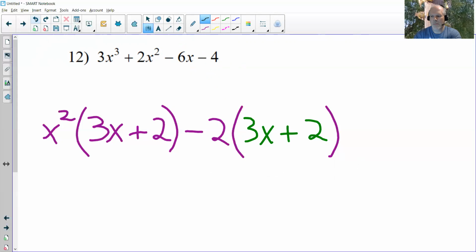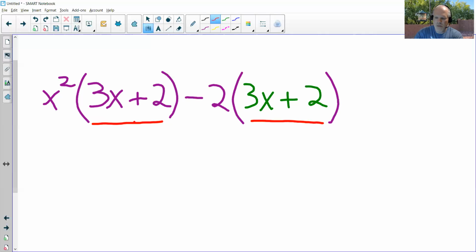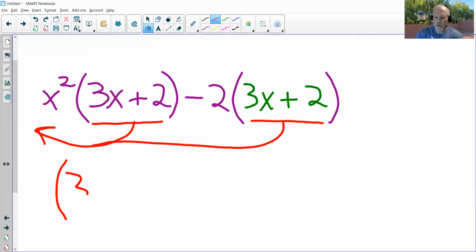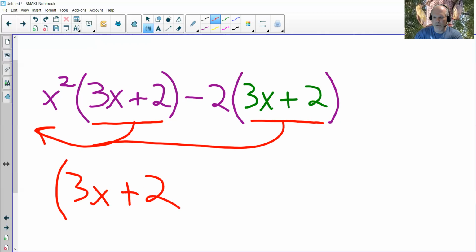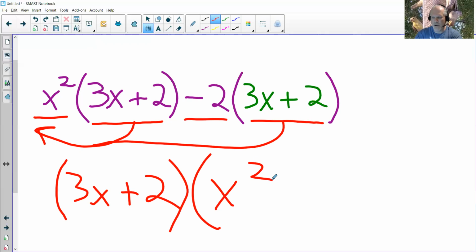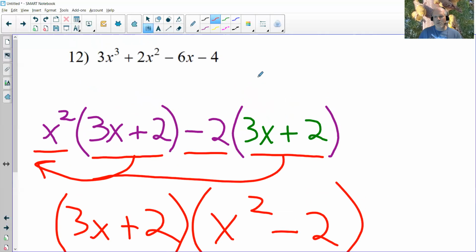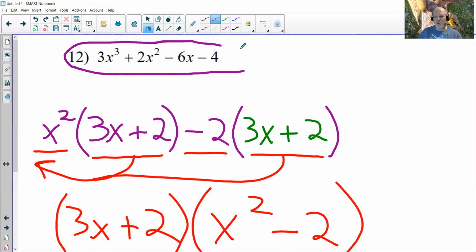All right, our last step. Our last step is to factor out this common factor. So that gives us, when we extract this GCF, we're going to get 3x plus 2 times everything that was left up here, x squared minus 2. And if you take these two binomials and multiply them together, you will indeed get the original polynomial.